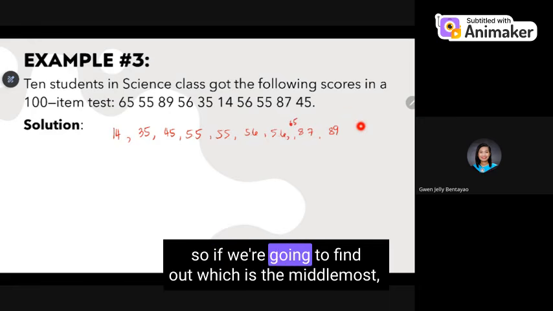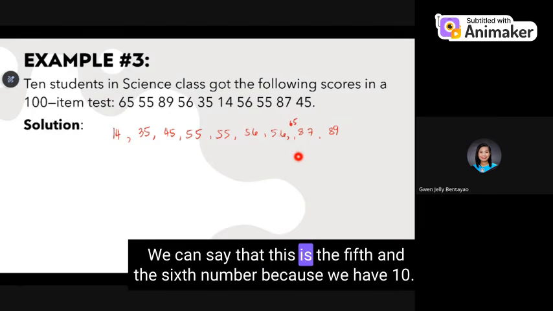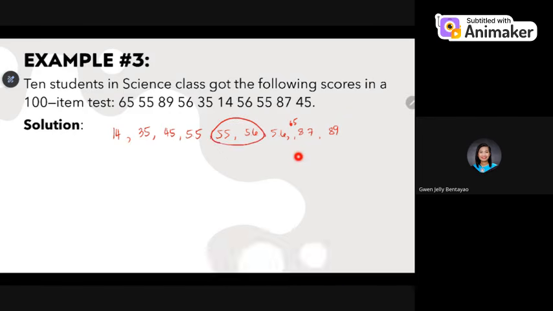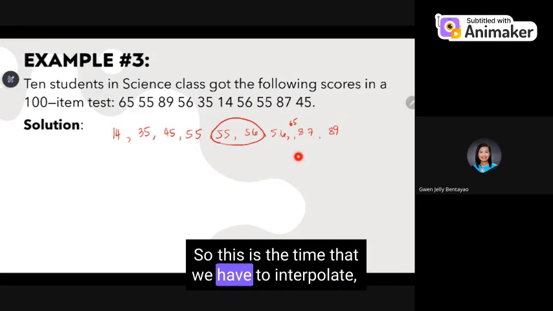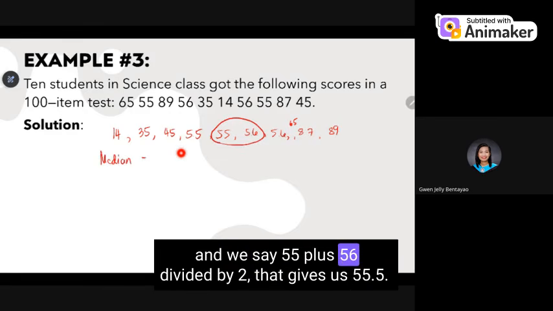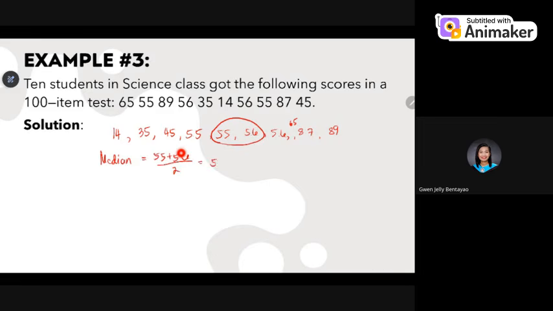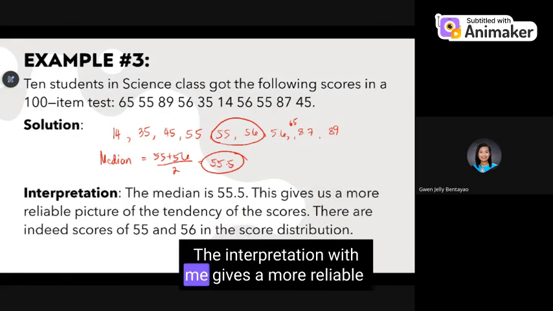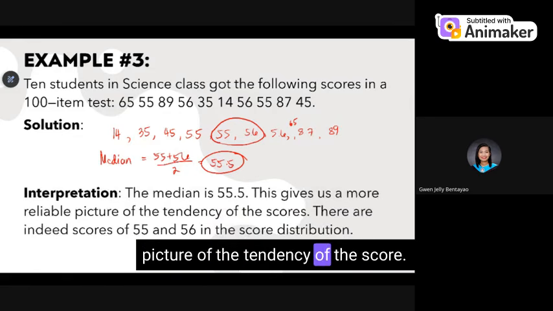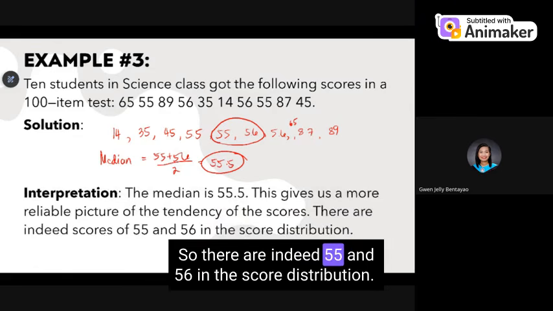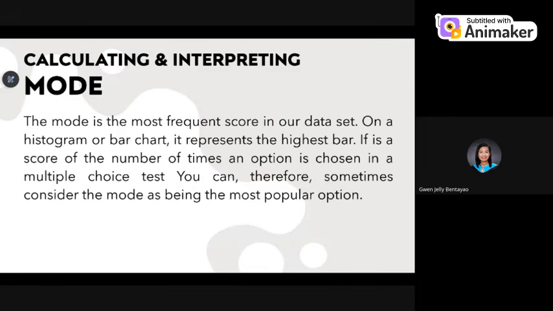Okay, so if we're going to find out which is the middlemost, we can say that this is the 5th and the 6th number because we have 10. So this is the time that we have to interpolate, and we say 55 plus 56 divided by 2, that gives us 55.5. This is now our median score. So the interpretation would be that it gives a more reliable picture of the tendency of the score. There are indeed 55 and 56 in the score distribution.